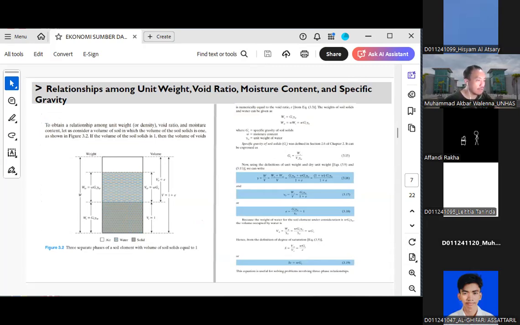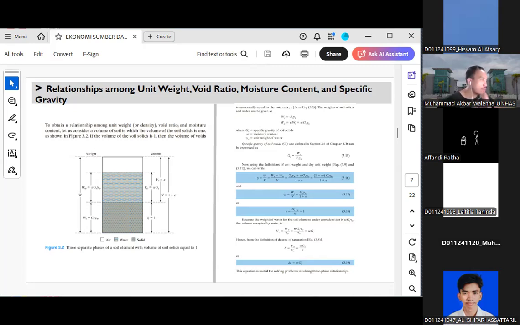Okay, so I think what I want you to look at first is the solid element once again. To make the calculation easier, we would assume that the volume of solid is just 1 unit. Okay, so the void space above the solids has a volume of e, the void ratio. Okay, so the total volume of the soil is 1 plus e.